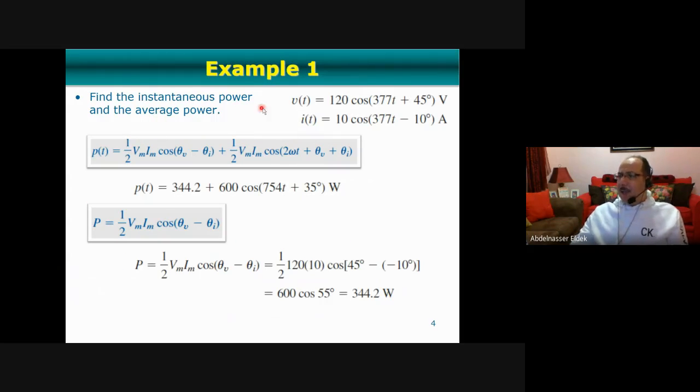Look at this example. We have a voltage and we have a current, okay? And we need to find the instantaneous power and the average power. The instantaneous power, you just multiply them and use this formula here. So P of t equals what?